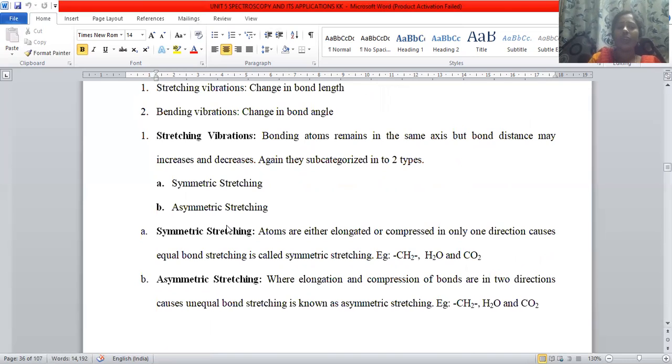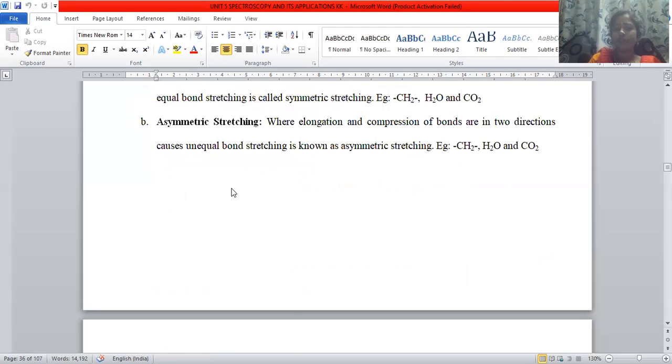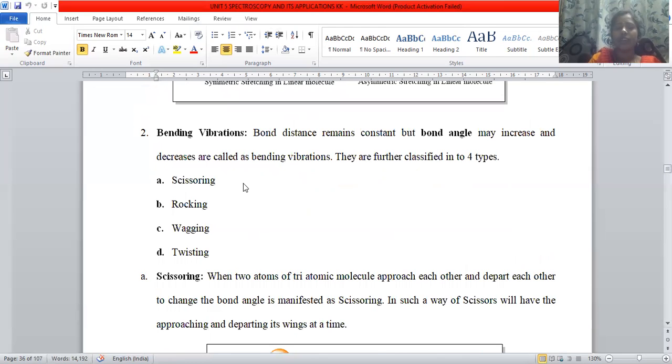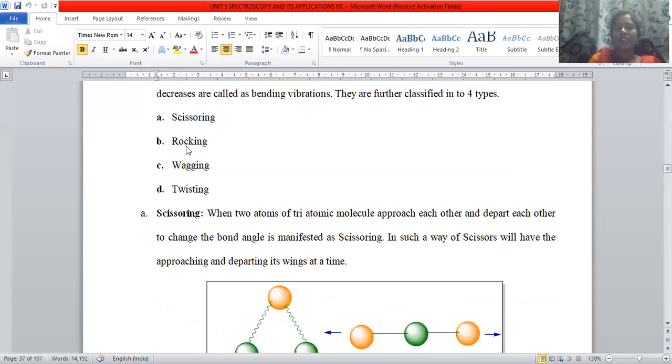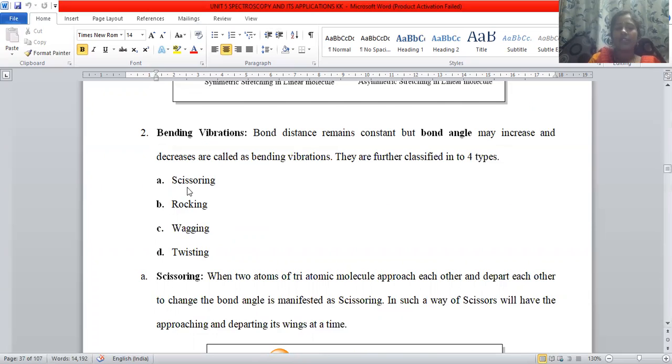That's the reason why we require a large amount of energy to stretch the bond compared to bending it. That's the reason why bending vibrations are the least energetic when compared to stretching vibrations. Again, bending vibrations are categorized into scissoring, rocking, wagging, and twisting. Now let us go one by one.